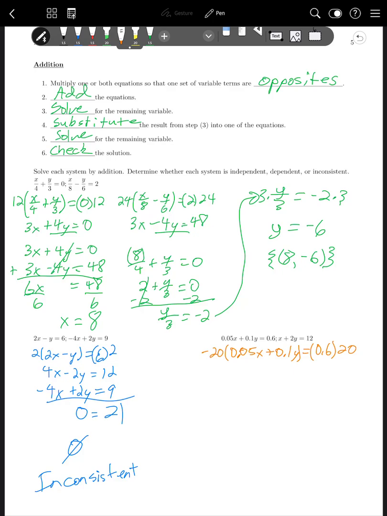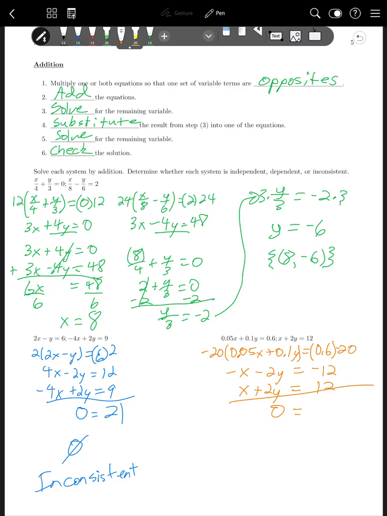So negative 0.05 times 20 is negative x. Negative 20 times 0.1 is negative 2y. And negative 20 times 0.6 is negative 12. So now we can add that to the other equation.